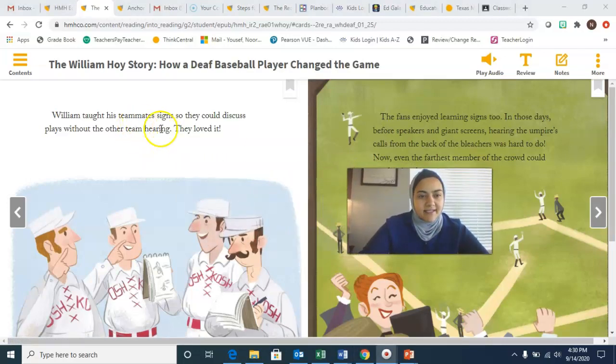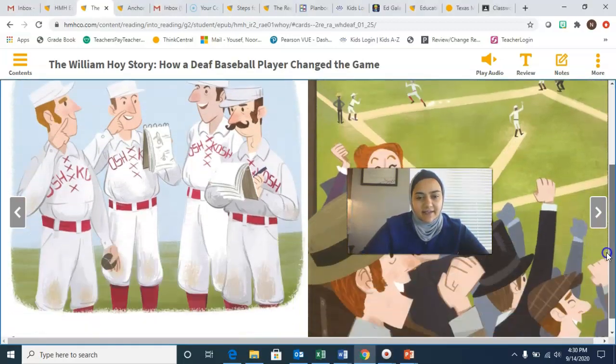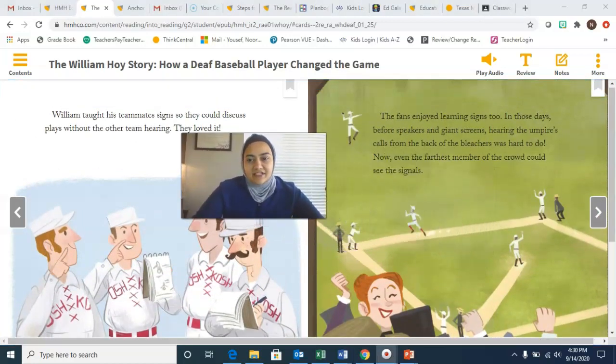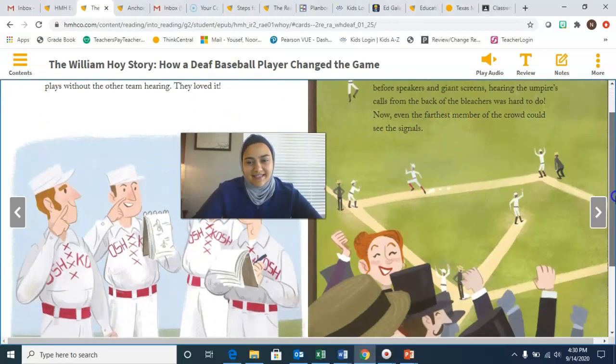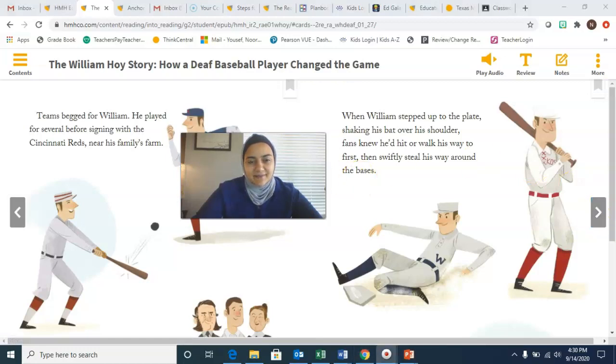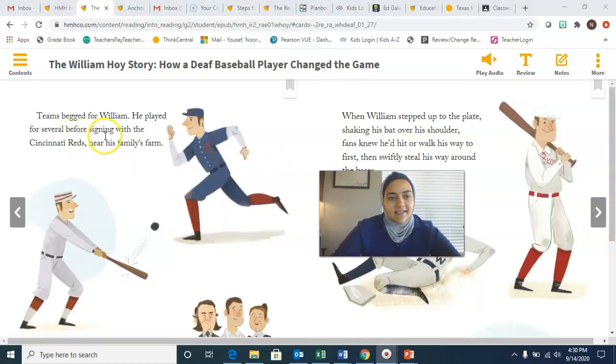William taught his teammates signs so they could discuss plays without the other team hearing. They loved it. It's like a secret code trick they could do. The fans enjoyed learning signs too. In those days, before speakers and giant screens, hearing the umpire's calls from the back of the bleachers was hard to do. Now, even the farthest members of the crowd could see the signals. So then they kind of knew by seeing the signals. How smart. Teams begged for William.